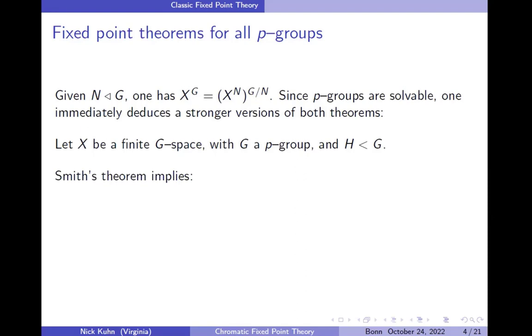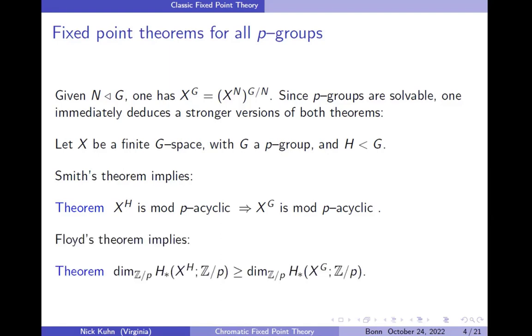So Smith's theorem implies that if the H fixed points are mod P acyclic, then the G fixed points are mod P acyclic, because you can climb your way up. H would be a normal subgroup of index P in a bigger group and so on, and so you could climb your way up from there to the whole thing. You don't normally see this stated, but this is a consequence.